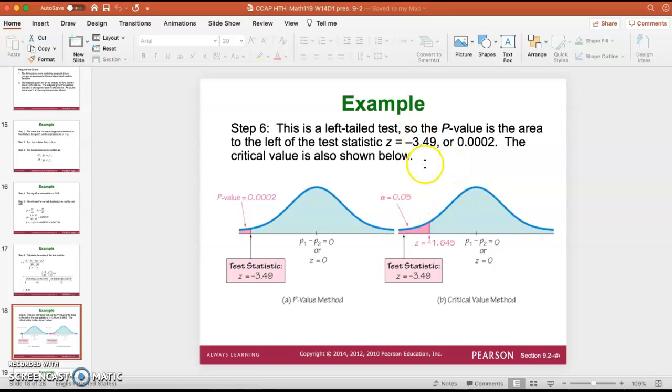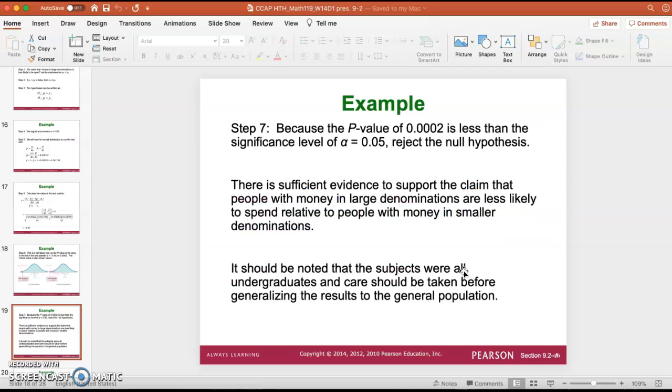And in this case, since we're doing a left-tailed test with a significance level of 0.05, our critical value is negative 1.645, because to the left of negative 1.645, that area is 0.05, or that probability is 0.05. And because the p-value of 0.0002 is less than the significance level of alpha equals 0.05, reject the null hypothesis. So still consistent with what we've done with hypothesis tests so far.